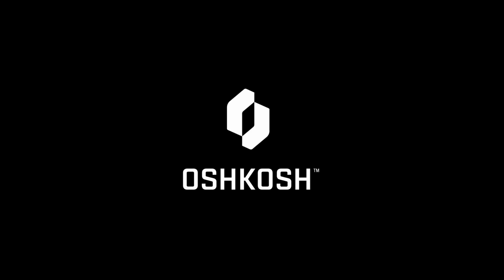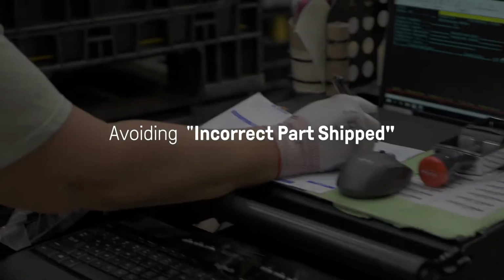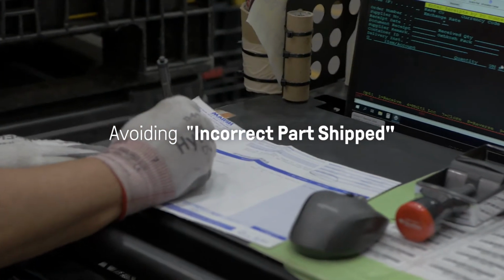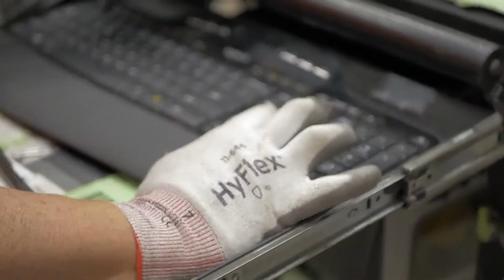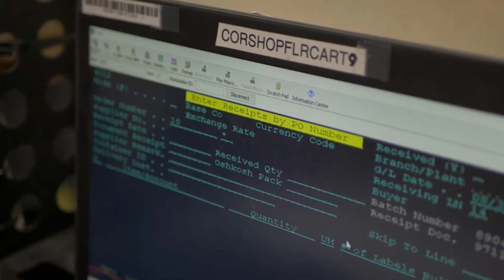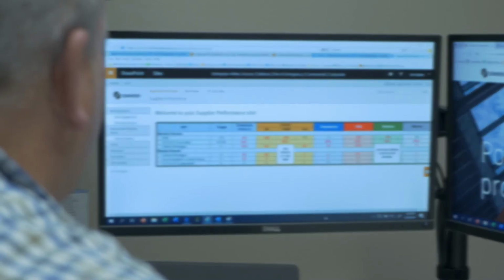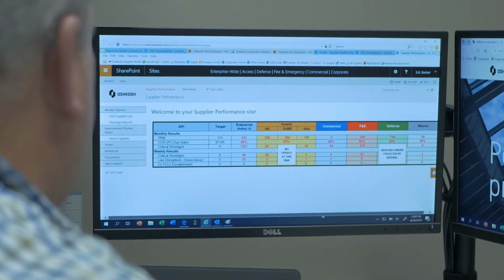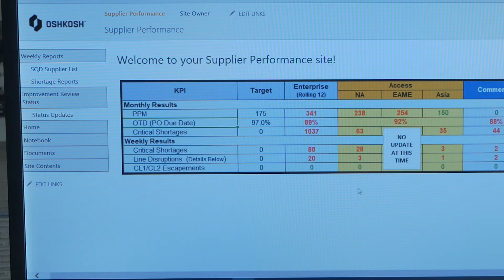Oshkosh Corporation suppliers are an integral part of ensuring the satisfaction and safety of our customers. Receiving quality product from our suppliers is a paramount part of the supplier-customer relationship. Oshkosh Corporation continually tracks key performance indicators, or KPIs, for each supplier as a measure of risk of and compliance to Oshkosh specifications and standards.